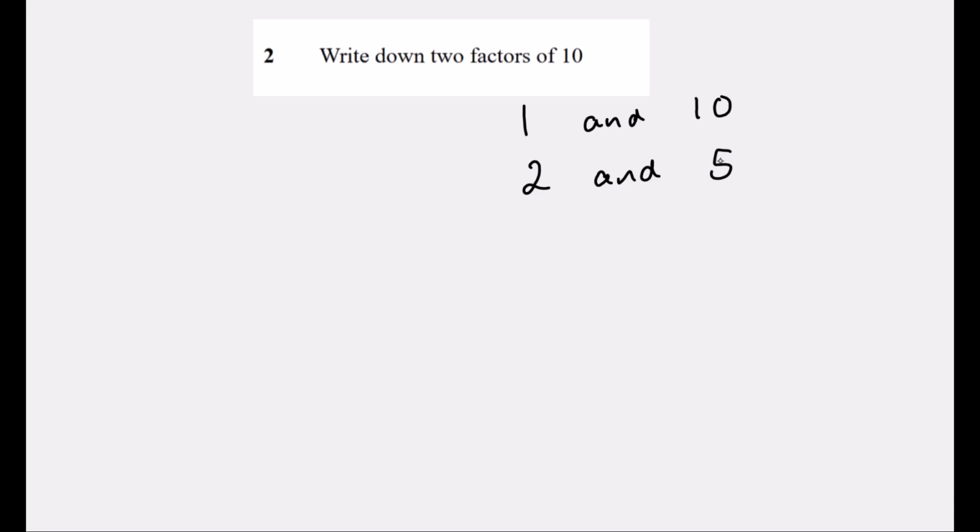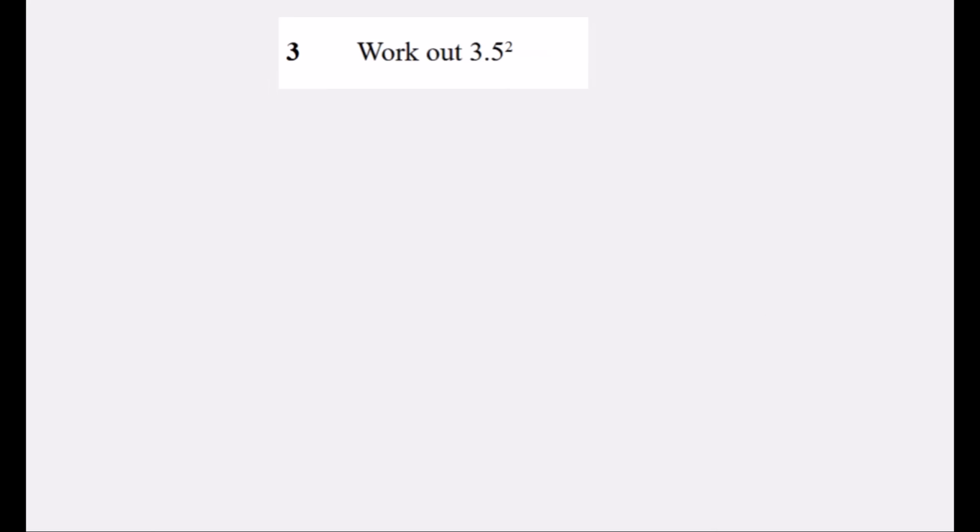So we can actually write down any two of these: 1, 2, 5, or 10. You can just say 2 and 5. So you could also say 1 and 2, or 1 and 5, or 2 and 10, any of those options.